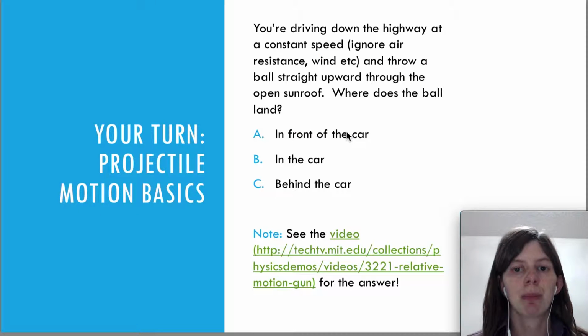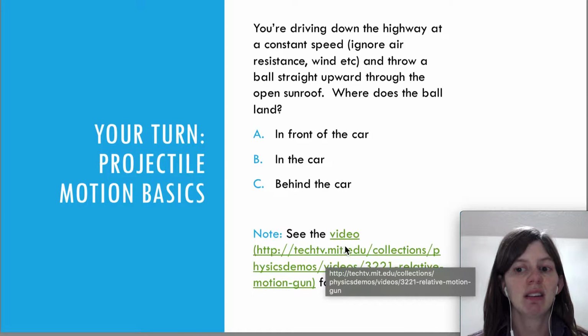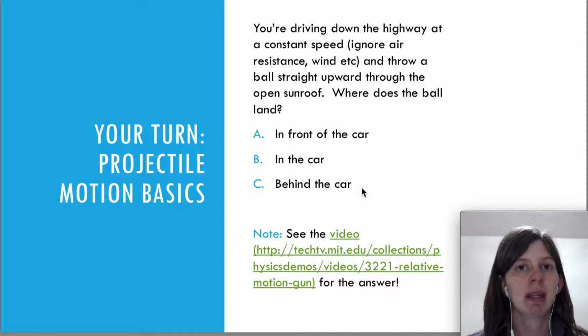I have a your turn problem here, and this is one of the only your turn problems that I'm not going to give you the answer for in this video because I really want you to watch this other video. It only takes a minute, and it's a demonstration done at MIT that shows this example: you're driving down the highway. In the case of the video, they have a little car on a track. You throw a ball straight upward through the open sunroof. Where does the ball land if you consider this to be projectile motion by ignoring air resistance and anything else?